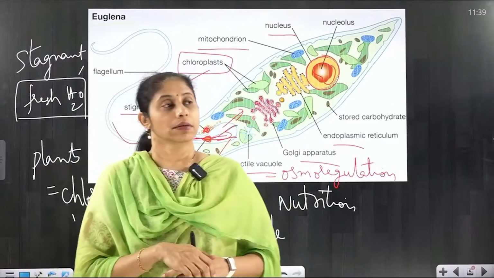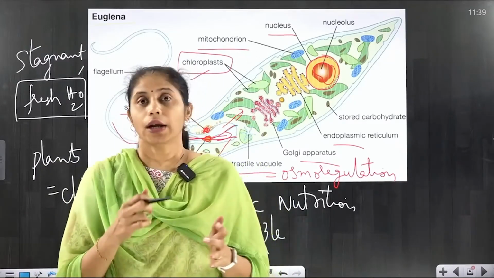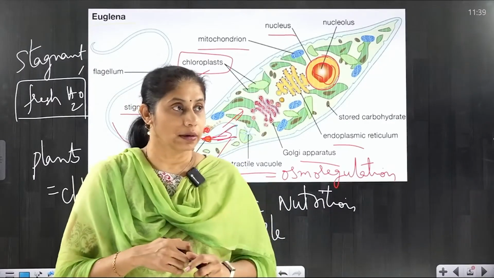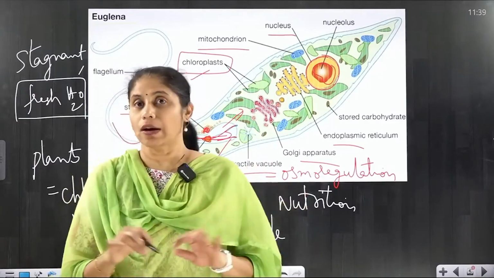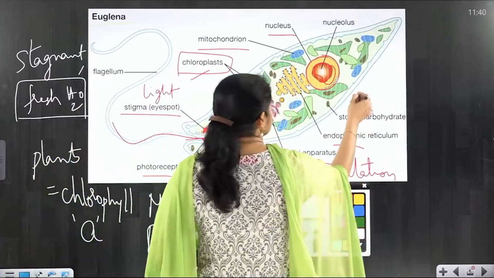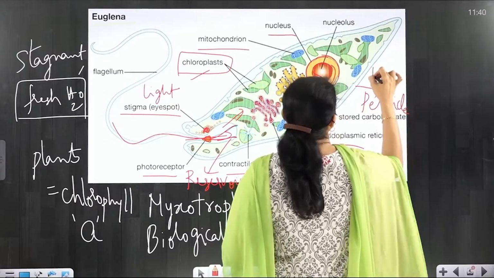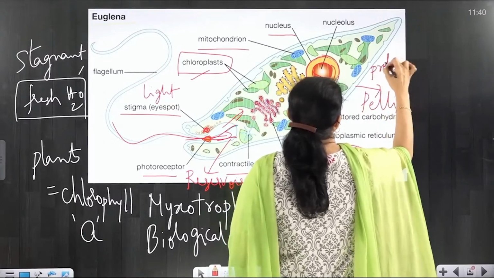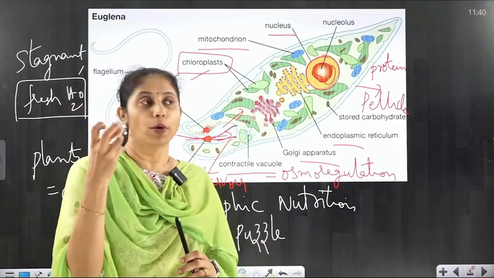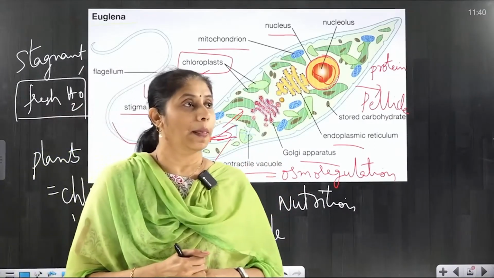One last point. In diatoms, the cell wall is made up of silica. In dinoflagellates, stiff cellulose plates are there. In euglenoids, there is no cell wall. The external layer is called a pellicle, a protein-rich layer. Cell wall is absent in euglenoids; they contain a protein-rich layer called the pellicle. Okay?